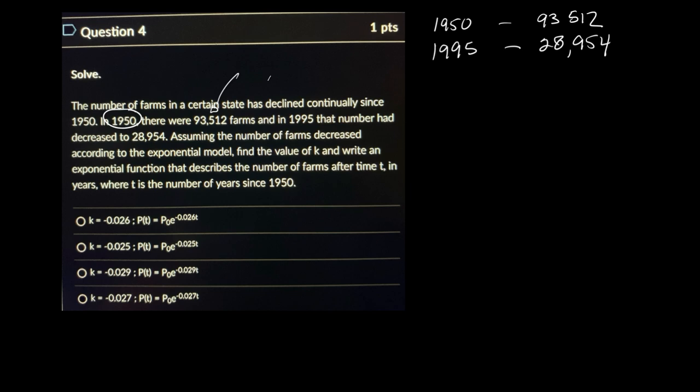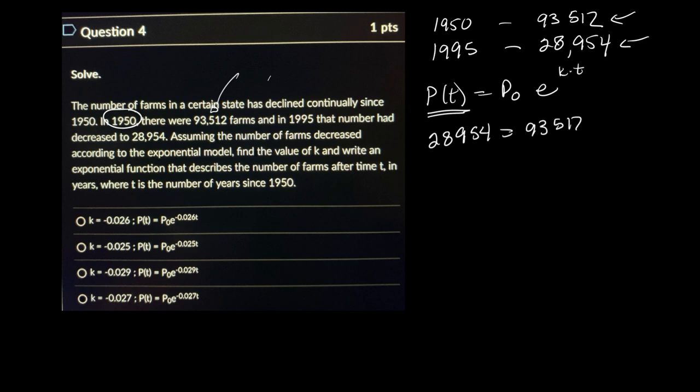Okay, so we just have to find k. So P of t equals P0 e to the k times t. This is the end number, so that'll be this one. So 28,954 equals the start number, 93,512, e to the k, I don't know. And it did this, that looks like 45 years.